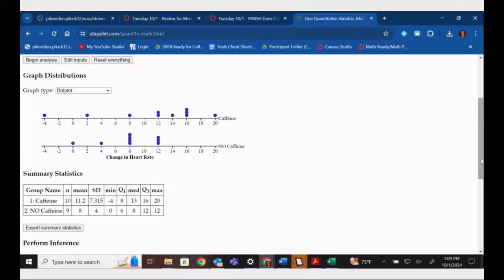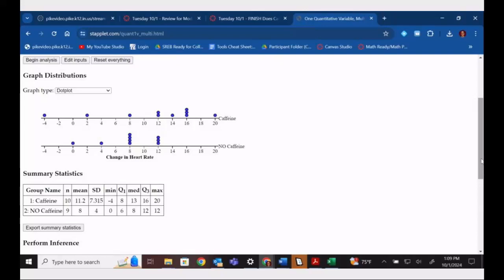Where's the majority of the data for caffeine? Over here on the right. So this kind of has a skewed left appearance to it, right? We've got this tail off to the left. No caffeine is slightly less skewed to the left. It's more compact, smaller range.